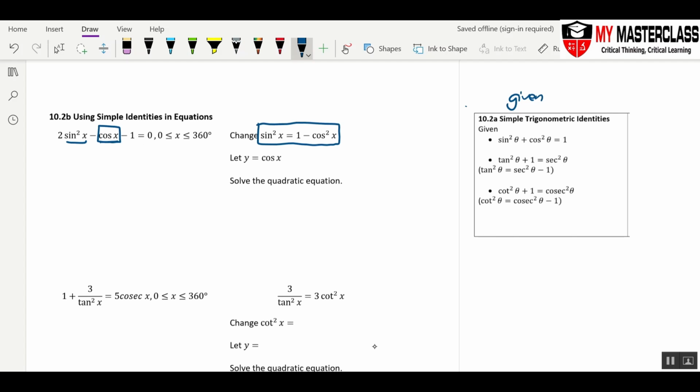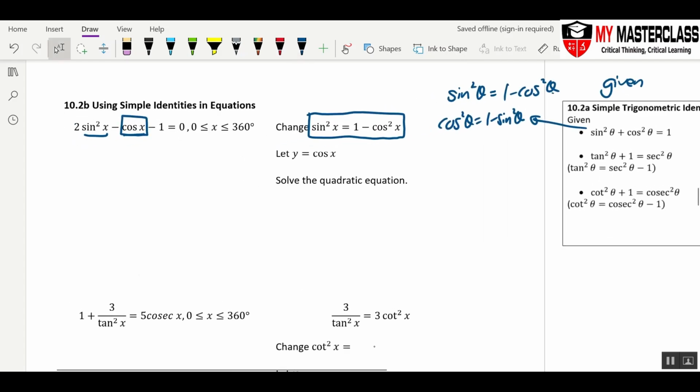Seldom do we use this. We always say that sine square theta equals 1 minus cos square theta, or the other way around, cos square theta equals 1 minus sine square theta. Replace the sine square by 1 minus cos square. I will have 2 bracket 1 minus cos square x, minus cos x, minus 1 equals 0. Now everything is in terms of cosine, right?